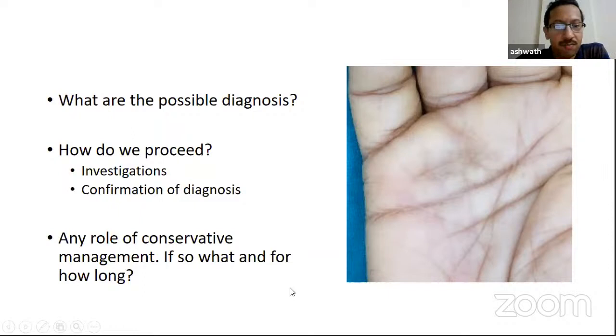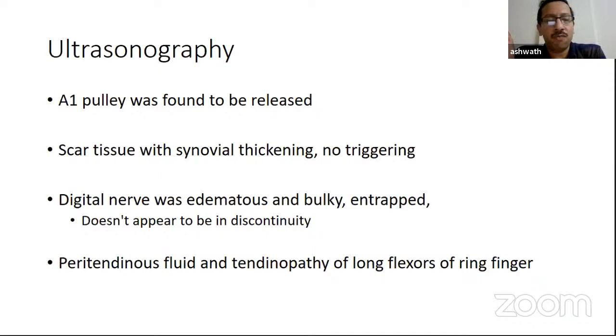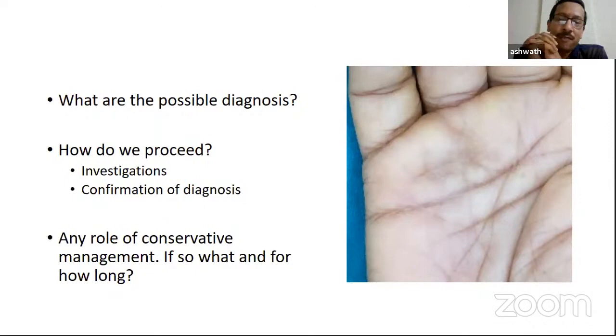I'll just share the ultrasound finding. The A1 was found to be fully released. The surgeon had released it. There was scar tissue with synovial thickening, and the dynamic ultrasound showed no triggering. The digital nerve was edematous, bulky, and entrapped, but it did not appear to be in discontinuity. There is also peritendinous fluid and tendinopathy of the long flexors of the ring finger. Now, with that picture, is there a role for conservative management, and if so, for how long? When do you decide that?